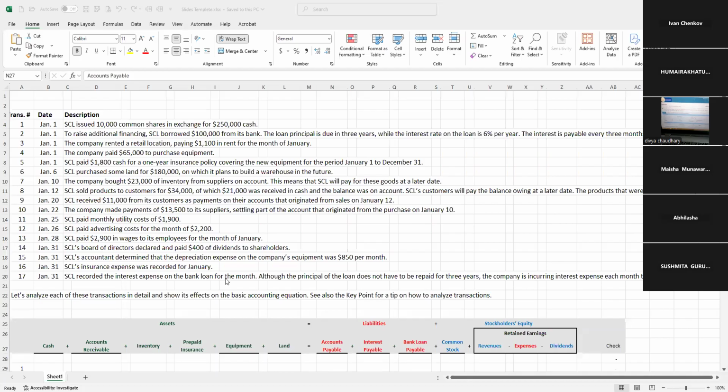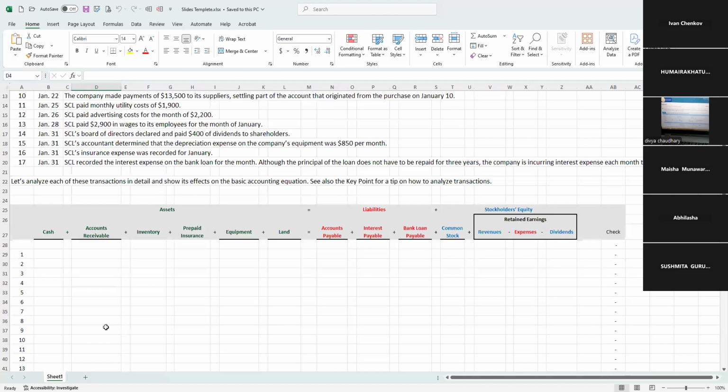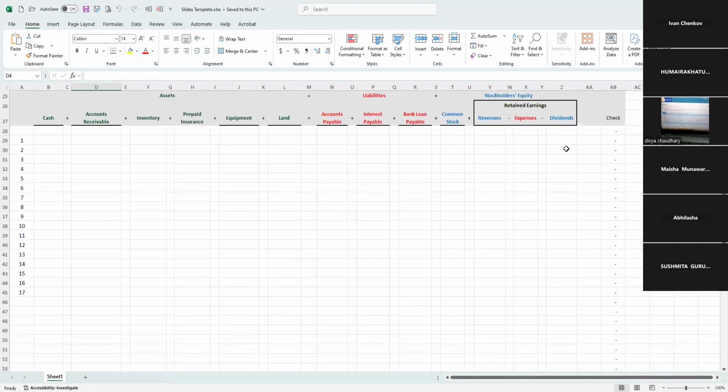So let's go with the first event in this company, or first transaction. The shareholder invests $250,000 cash in the company, and the company issued 10,000 common shares. As you can see here, for all those transactions, we have to put them in the right column, whatever we think it is.